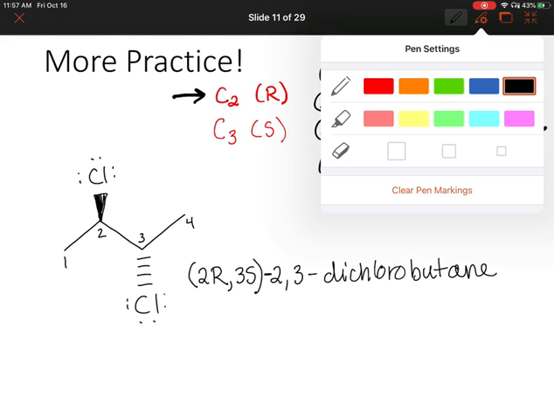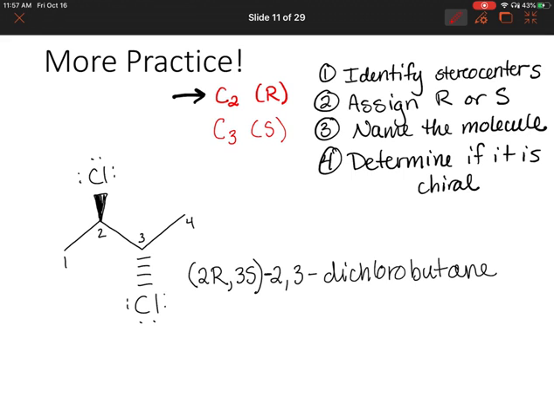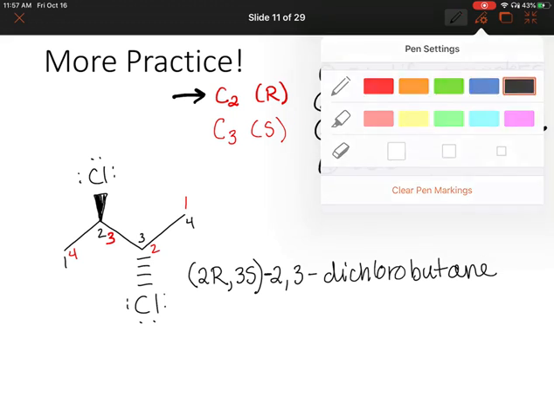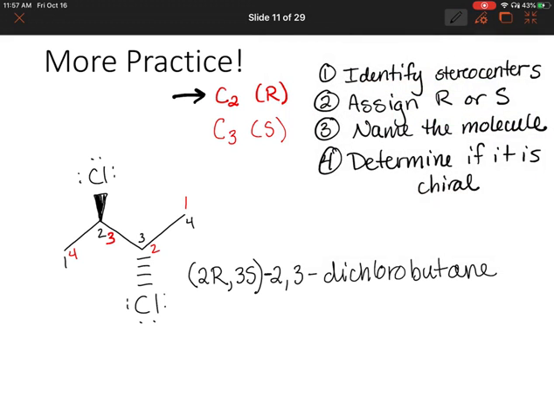Now, what if I had numbered this differently? What if I had numbered it 1, 2, 3, 4? Well, in that case, we would have named this (2S,3R)-2,3-dichlorobutane.